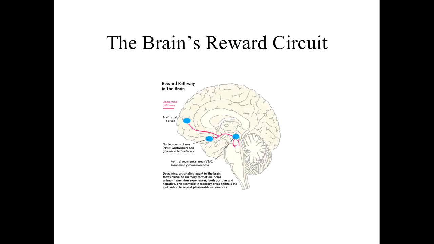So this is showing kind of a basic image of the brain's reward circuit. Dopamine is produced in the ventral tegmental area, and you see projections going to the nucleus accumbens and to areas in the prefrontal cortex. And this is generally what's talked about when you talk about the reward circuit in the brain. Again, kind of a simplified image, but just to give you a basic idea.